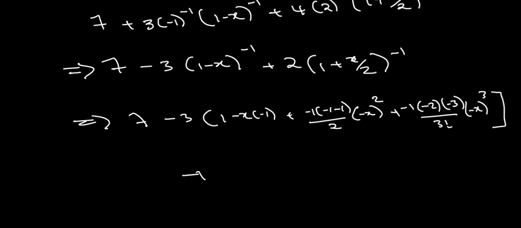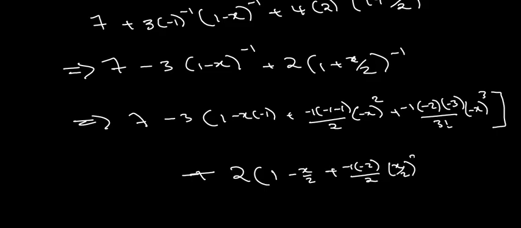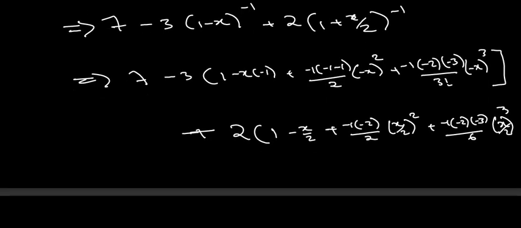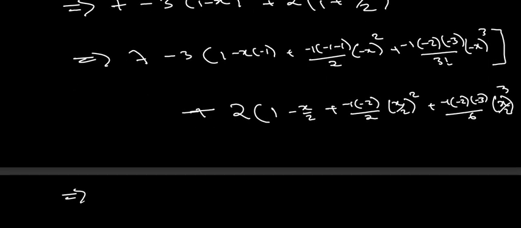There's this part as well. There's 2. Then there's 1, half of this guy, plus negative 1 and negative 2, there's a 2, x over 2 squared. Negative 1, negative 2, negative 3, there's a 6, that's 3 factorial, x over 2 to the power 3. And this is going to be a 7 minus 3. So we're going to just simplify this part.